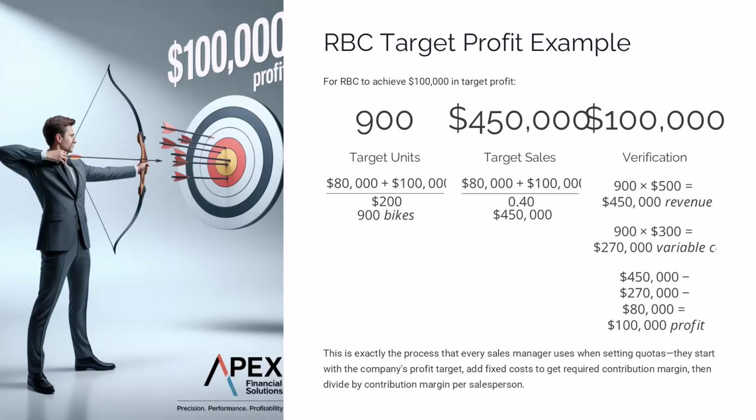Here's the critical insight that separates A students from everyone else. Target profit analysis assumes linear relationships, but in reality, achieving higher profits often requires step changes in fixed costs, like new facilities or equipment. So the formula gives you the minimum units needed, but practical constraints might require even more.